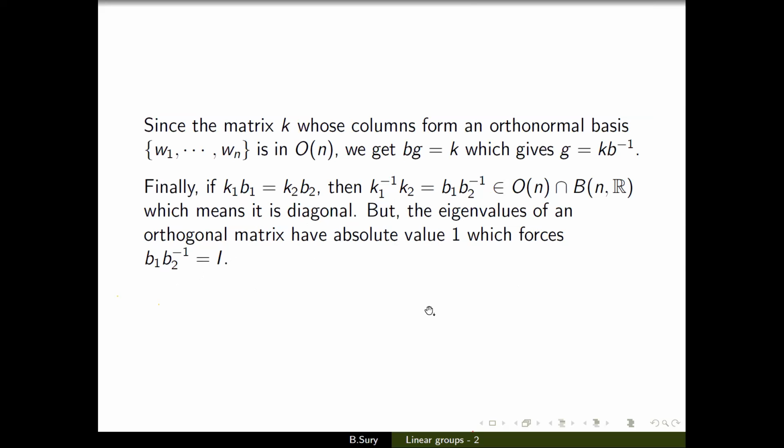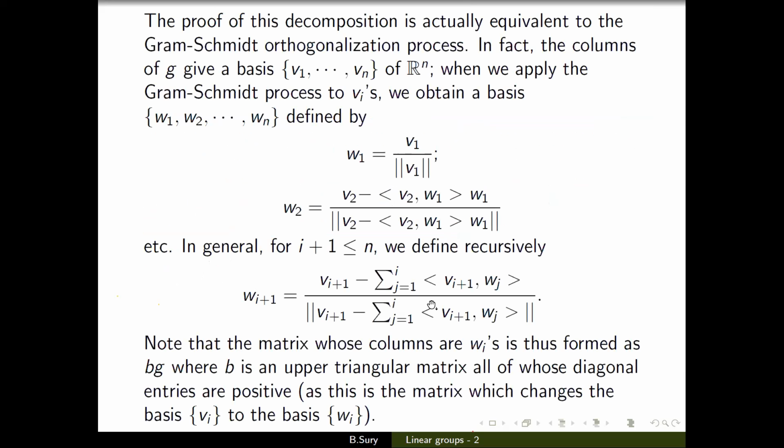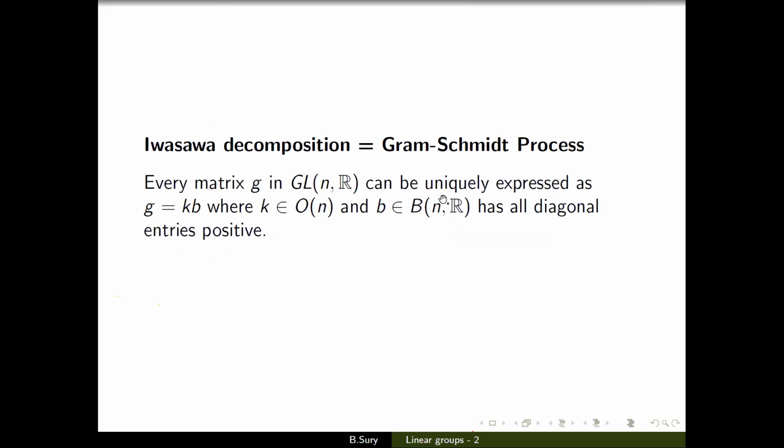So what we have is, going back, G uniquely expressed as this. In fact, you can say much more here. The product mapping from O(N) cross B(N,R) to GL(N,R), this mapping is a homeomorphism, diffeomorphism, etc.